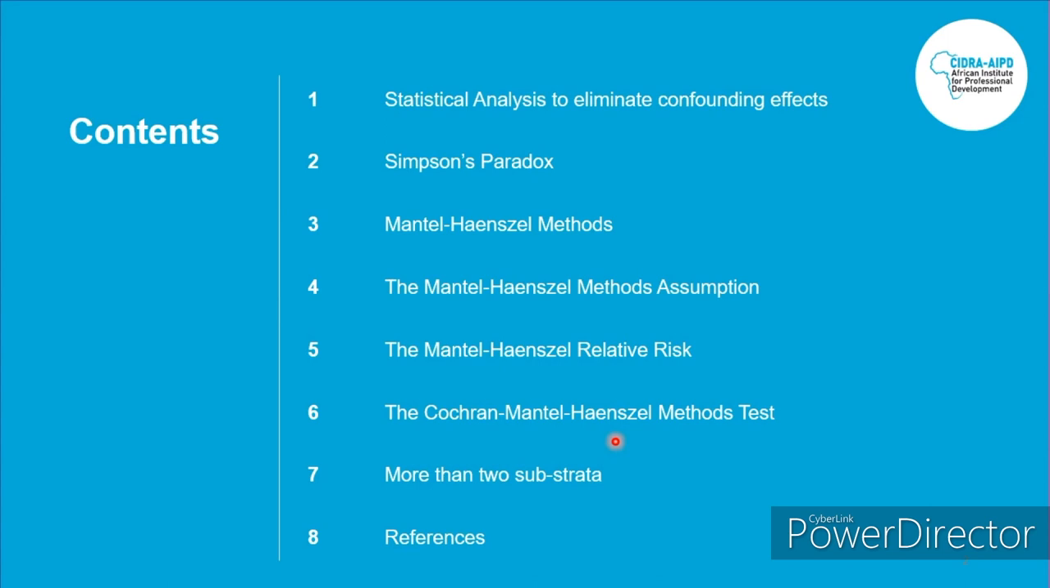So the contents for this one is statistical analysis to eliminate confounding effects. We will learn about Simpson's paradox, Mantel-Haenszel methods, its assumptions, and Mantel-Haenszel relative risk. We'll also cover the Cochran-Mantel-Haenszel test and look at scenarios with more than two substrata. So let's start.